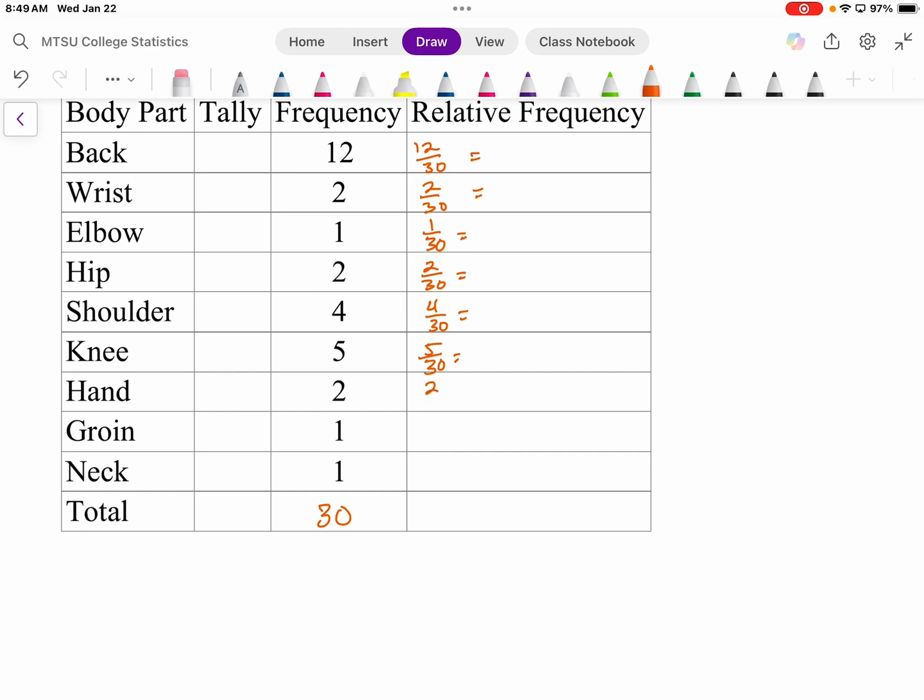Eventually later, we'll talk about a cumulative relative frequency, and what that table looks like and how it is displayed. It's going to look a little bit different from what we're doing right now, but this is just your general relative frequency table.